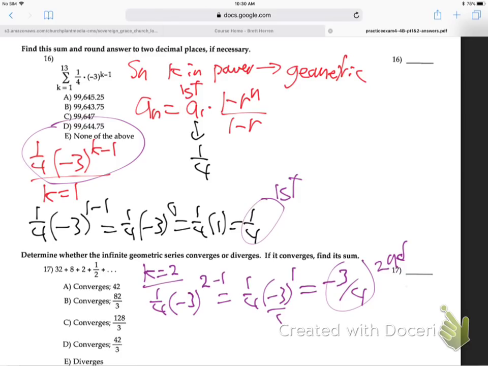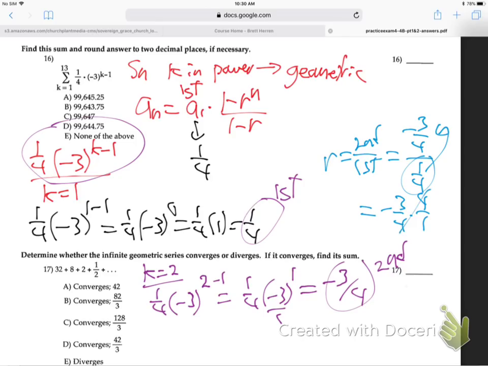But if you're not sure, you can't tell just by looking, how can you formally find the r? Remember, r is second over first. For geometric, you can just divide two terms, and you'll find what's multiplying. If you want to know what was multiplied, you divide. So second term, minus 3 fourths, over first term, 1 fourth. Flip it up, and I get the same answer. See the 4s cancel? Minus 3. So the r is minus 3.